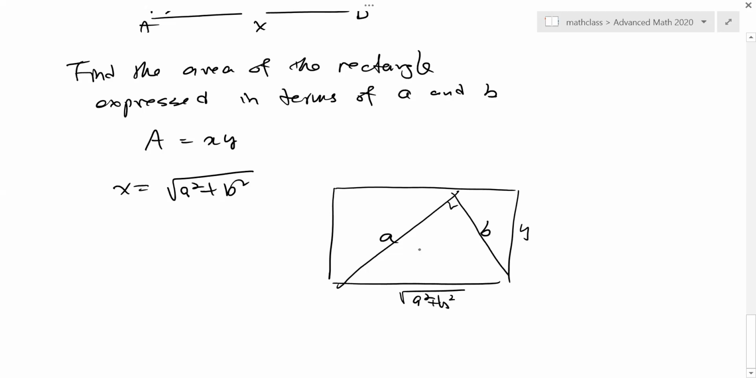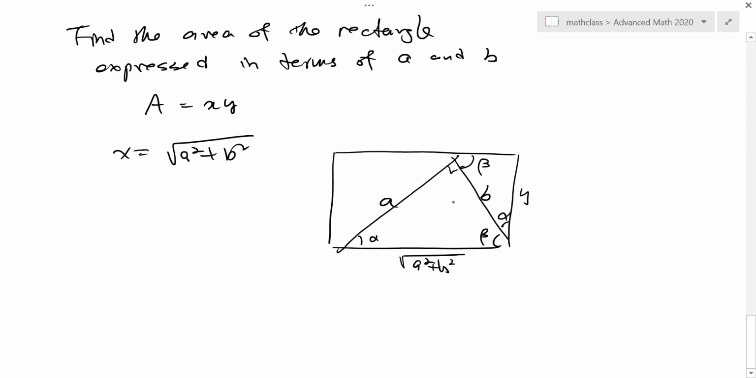Okay, those two triangles are similar. Here's alpha, that is beta, okay? Now this is alpha, then this is beta, then this is alpha. So now you have two similar triangles. Compare those two triangles, right? So we come by comparison.